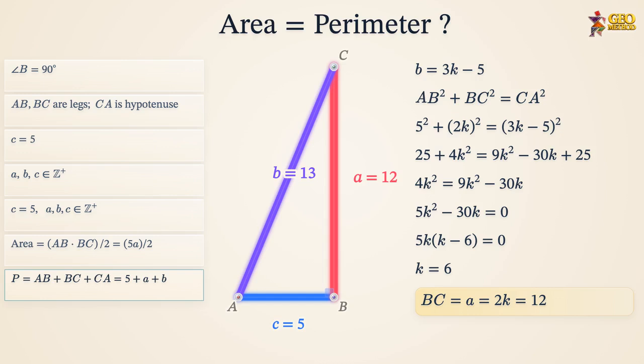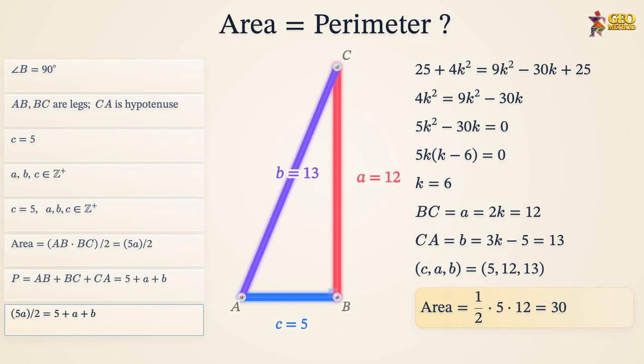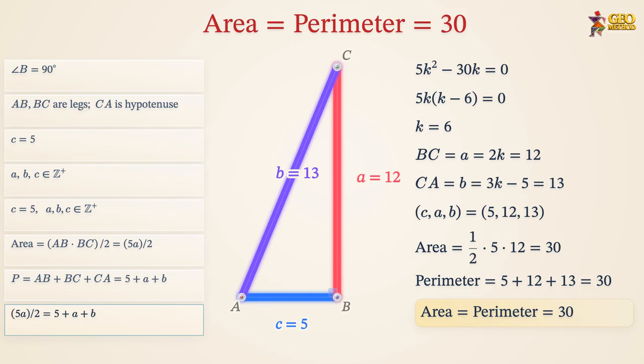Substitute k equals 6 back into the leg. Segment BC becomes 12. Do the same for the hypotenuse. Segment CA becomes 13. So the triangle is the classic 5, 12, 13 triple. Check the area first. 1/2 times 5 times 12 gives 30. Now check the perimeter. 5 plus 12 plus 13 also gives 30. Both target quantities are 30, so the proof closes exactly where we wanted.